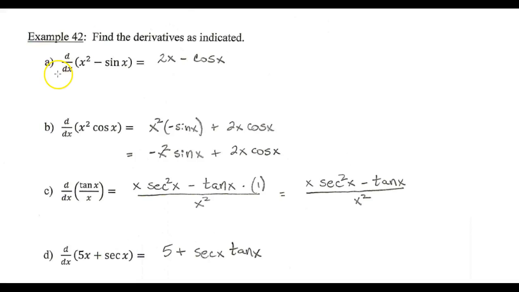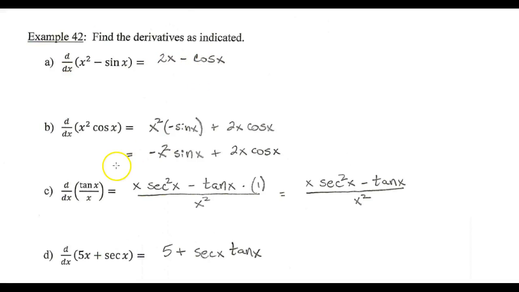So in part A of example 42, I want to take the derivative with respect to x of x squared minus sine x. That just means I take the derivative of x squared, which is 2x, minus the derivative of sine of x, which is cosine of x, so the derivative of this is 2x minus cosine of x.